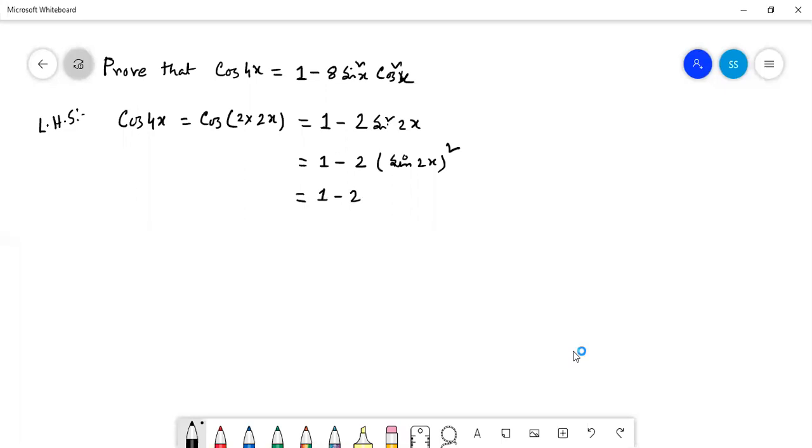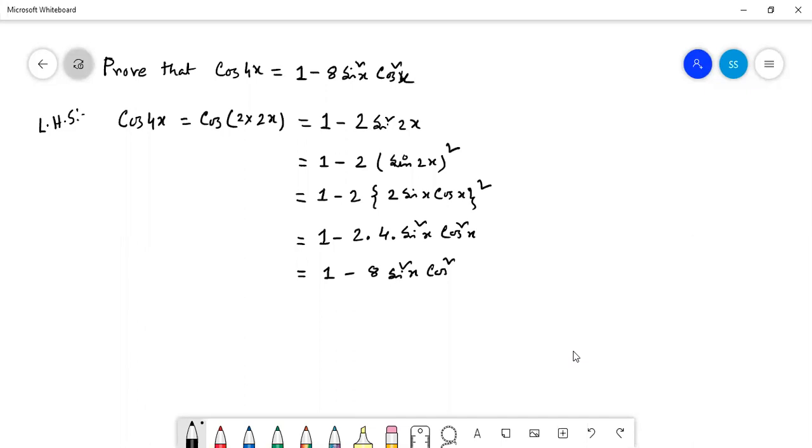Now what is the value of sin 2 theta? 2 sin theta cos theta, whole square. So 1 minus 2 into 4 sin square x cos square x, that is 1 minus 8 sin square x cos square x, which is our required right hand side. That's our proof. Okay?